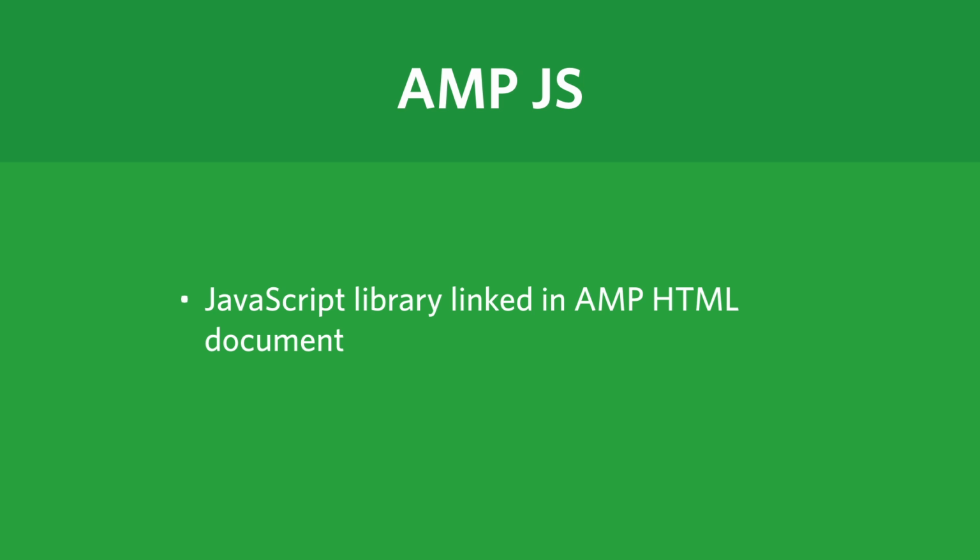Next up is AMP.js. AMP.js is a JavaScript library that you link to in your AMP HTML document, and AMP.js is the engine behind processing an AMP page. The AMP.js library also manages all of the resources when they're loaded externally via the AMP cache, and it prevents render blocking by loading all sources asynchronously. This is really the engine behind AMP.